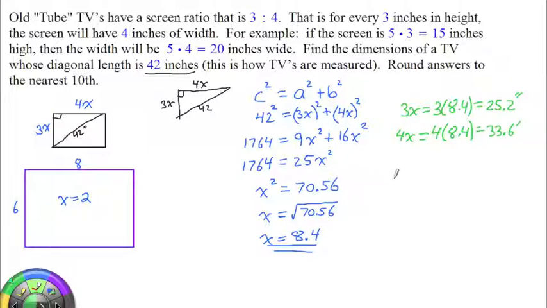So this is a 33.6 by 25.2 inch TV. It has a diagonal of 42 inches. That's all.